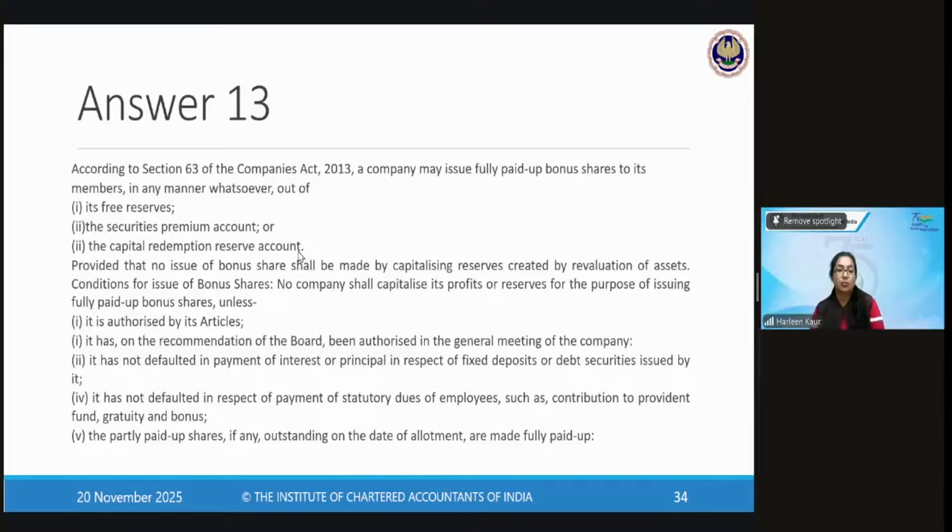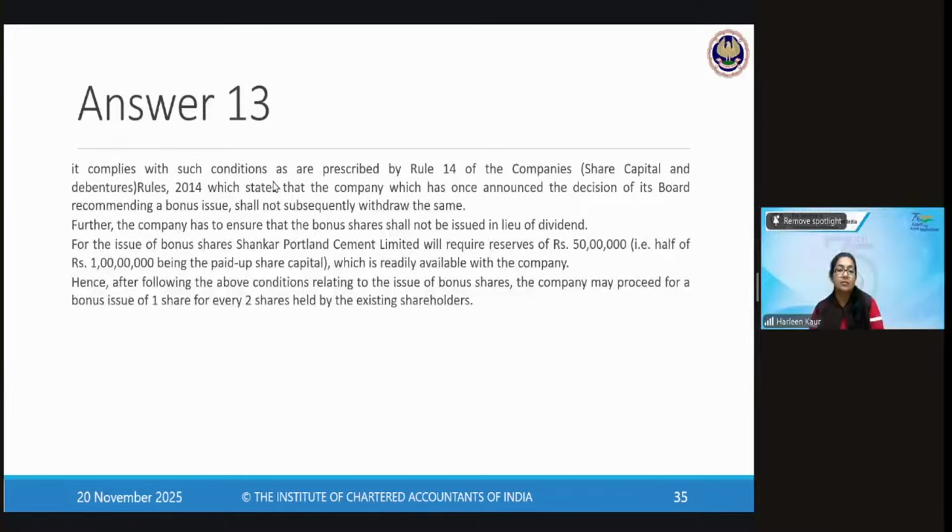First, you give the provision, then you give the conditions, then you tell them that this is the way it has to be done, and once it has taken the decision, it shall not withdraw it. The company shall not issue it in lieu of dividend, and once issued, it is readily available with the company. Is that clear to everybody?